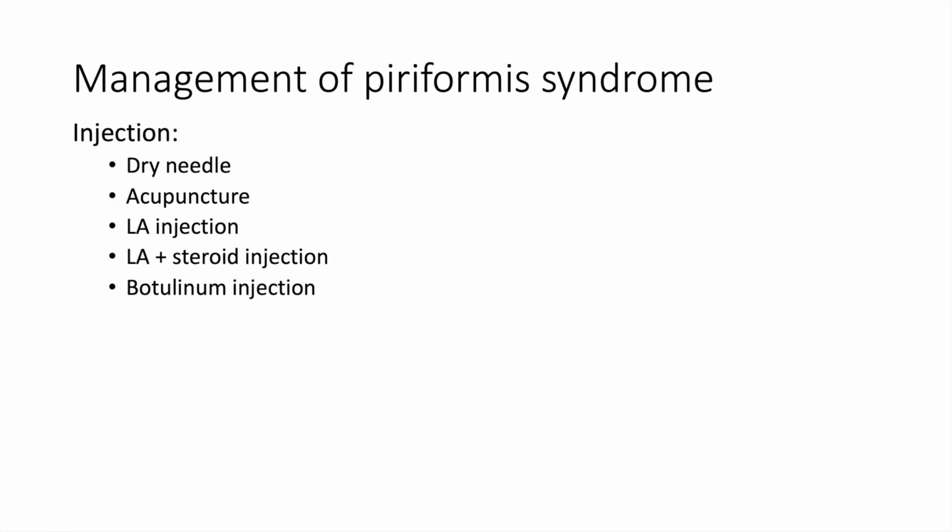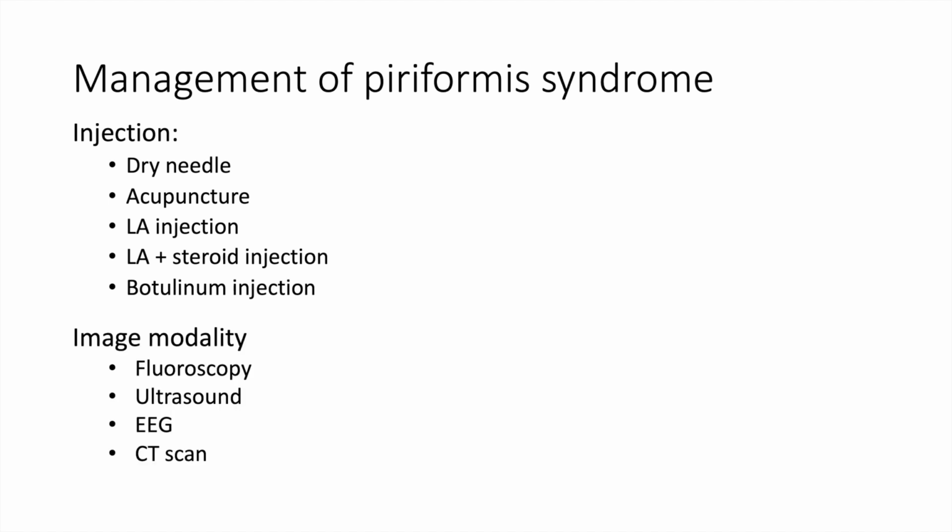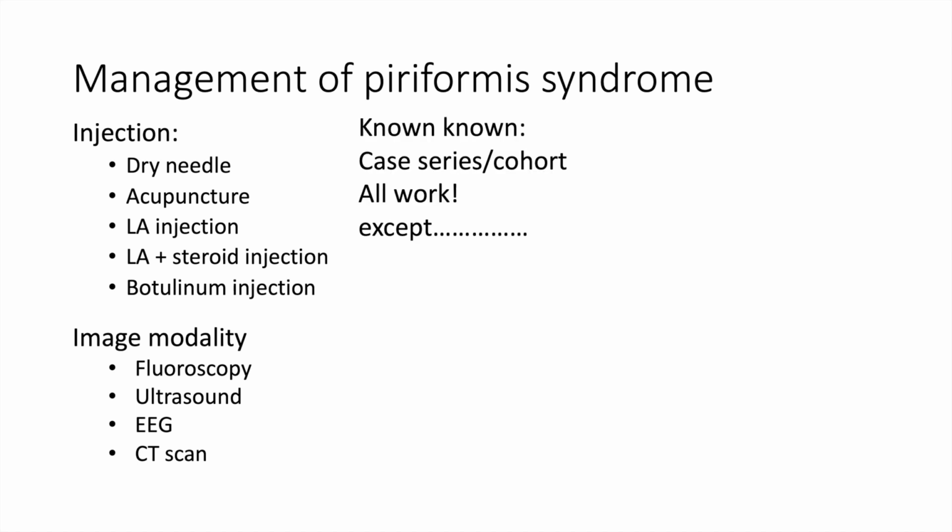And injections: many different ways have been described. Injection of a dry needle, acupuncture without touching the piriformis muscle, injecting local anesthetic, or local anesthetic with a steroid, or you inject Botox. And different modalities have been described. You can have a blind technique, you can have an EEG or EMG directed technique, you have CT scan, ultrasound, and fluoroscopy. So you have a whole array of these.